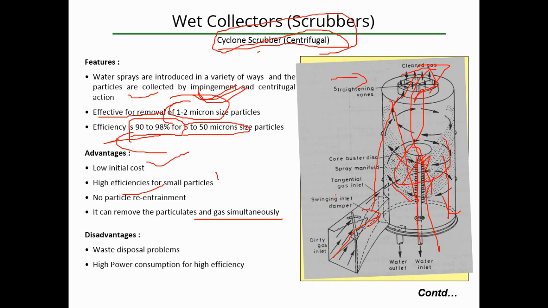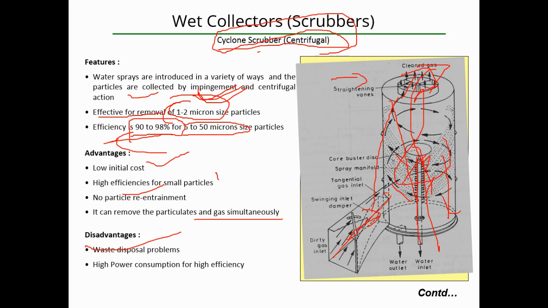As we have studied in absorption, the gaseous pollutants are also present in the dirty gas. So here, the gaseous pollutants as well as the dust particles are both trapped in the water droplets and fall down into the hopper. What are the disadvantages? Waste disposal problem.